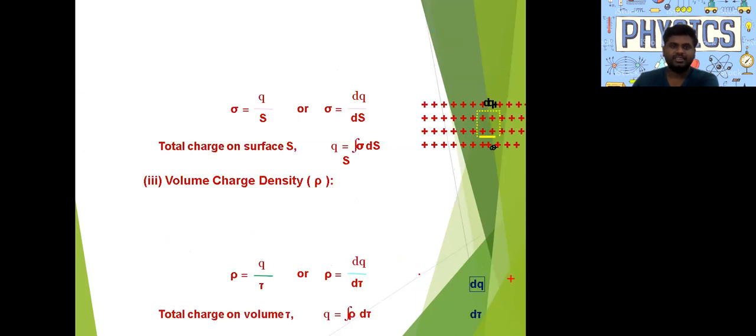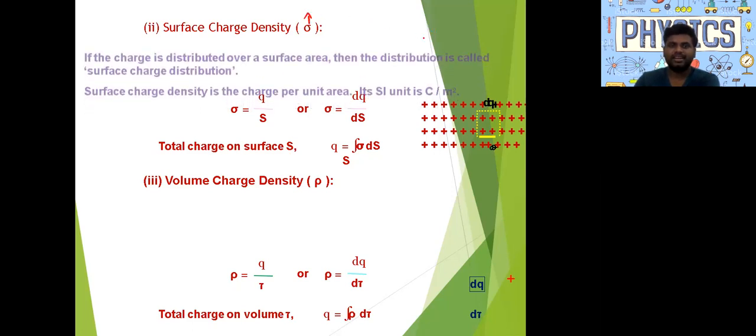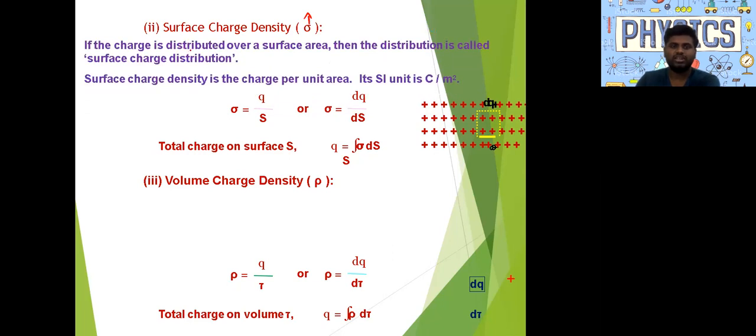Next, you will see surface charge density, denoted by sigma. How is the charge distributed? If the charge is distributed over a surface area, then the distribution is called surface charge distribution. If charge is distributed over an area, we can say it is a surface charge distribution. It is defined as charge per unit area. Then sigma is equal to dq by ds.